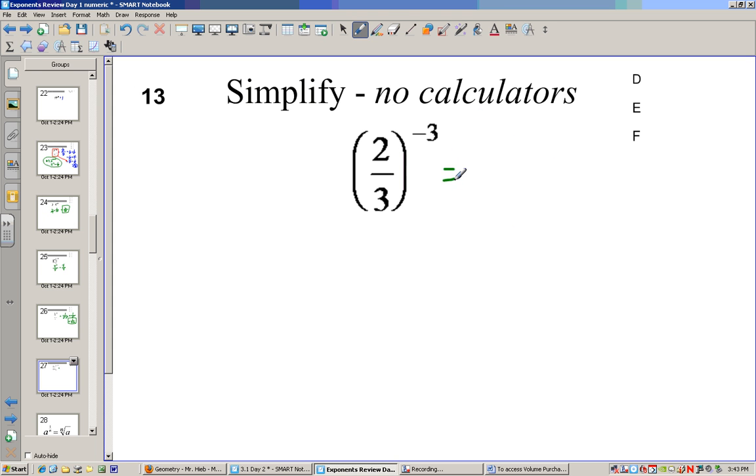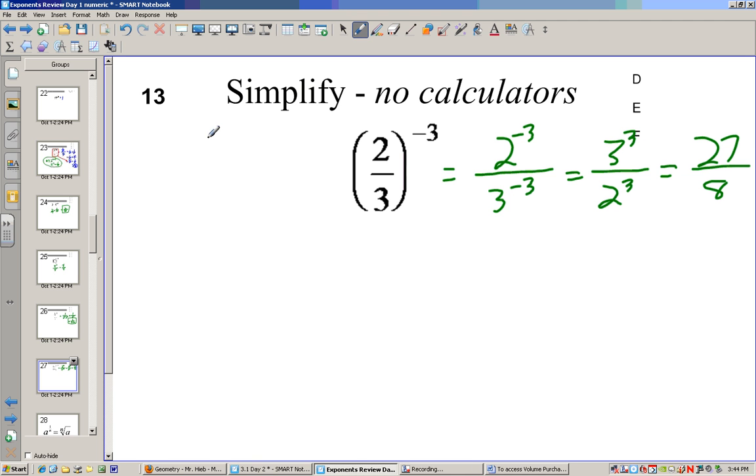2/3 to the negative third, that's like 2 to the negative 3 over 3 to the negative 3. So that's 3 to the third power over 2 to the third power, which would be 27 over 8. Sorry, I said that wrong.